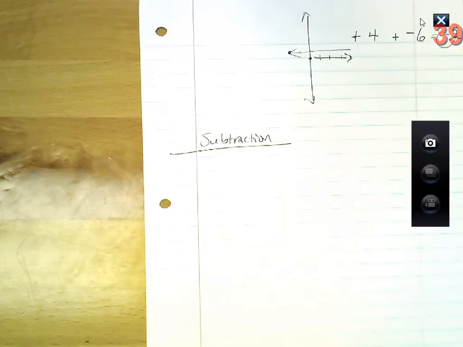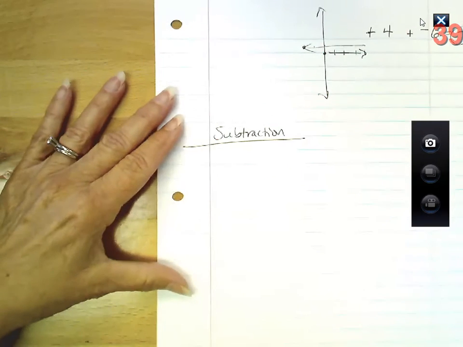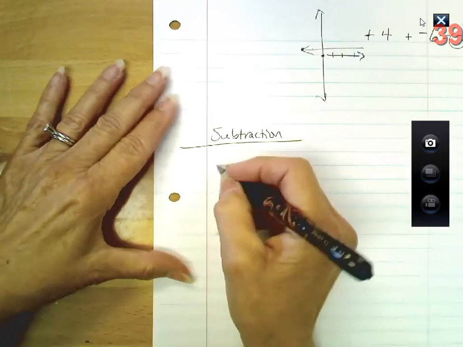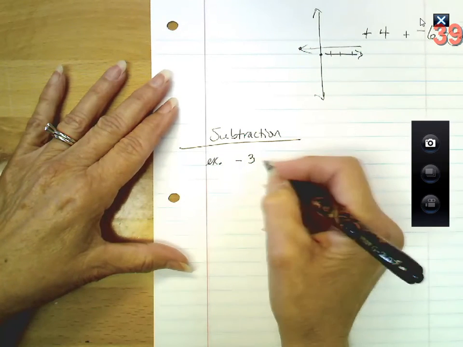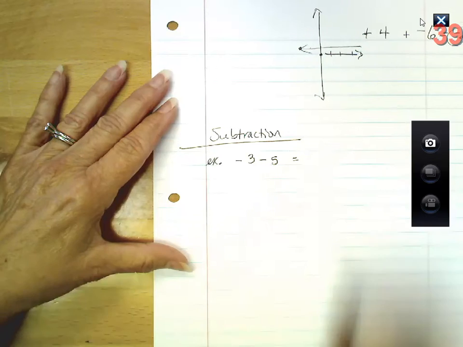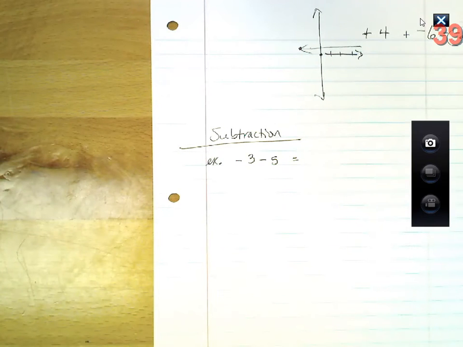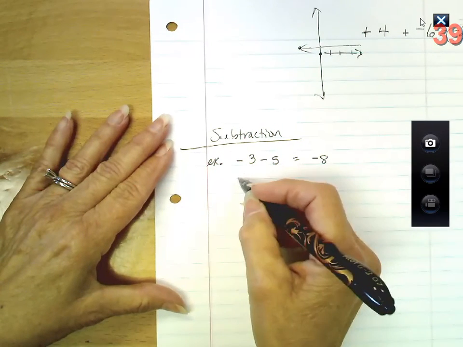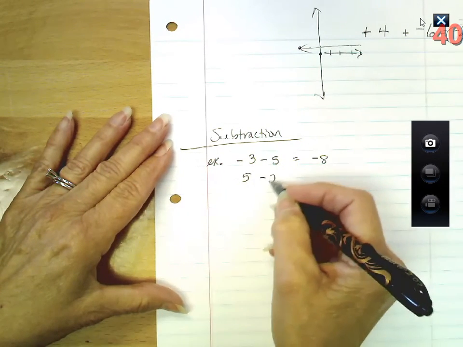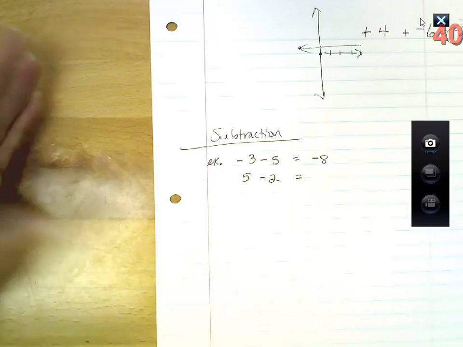Okay. Now, subtraction in any shape or form always is a problem. I don't know why, it just is. So the first examples of subtraction, if you have like a -3 minus 5, you can think of being on the football field. You lose 3 and then you lose 5, so where are you? -8. Okay, if you have 5 minus 2, that's just a regular subtraction problem.